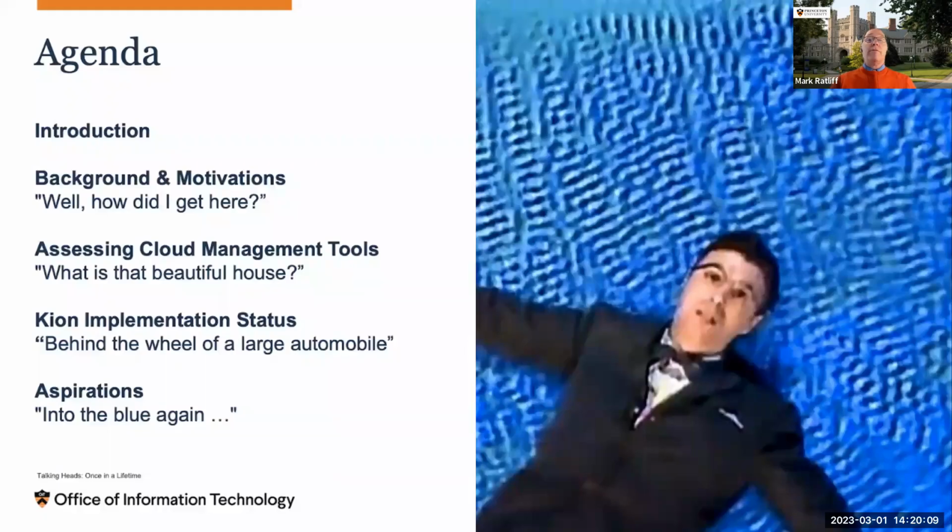So I'm Mark Ratliff. I'm Director of Cloud Infrastructure Services in the Central IT Organization, Office of Information Technology at Princeton. And this weekend, I'm very excited. I have tickets to see Adrian Belew and Jerry Harrison performing Talking Heads songs from the Remain in Light album. So you'll see that some lyrics from the song Once in a Lifetime made their way into my presentation.